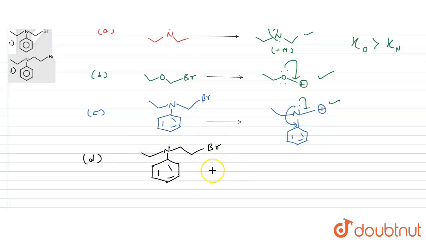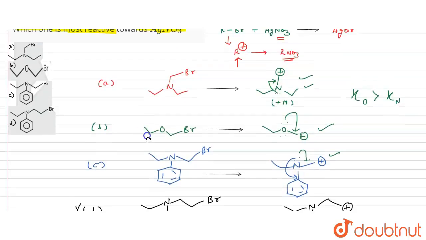Now what will happen here? The carbocation formation will take place. The reaction will look like this. This is a primary carbocation, and you can see it is not resonance stabilized. That means this is only a primary carbocation, which is not stable. So this cannot be our answer.